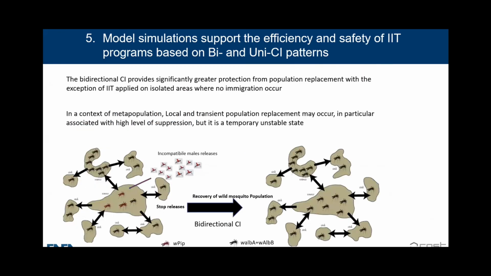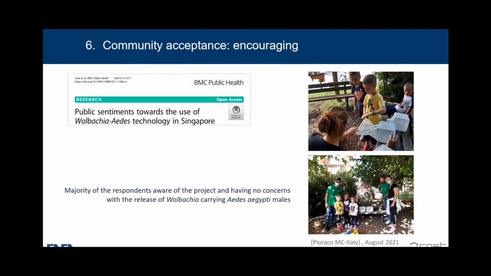In this slide, I will just show you what we are evaluating in semi-field. When we have a bidirectional system, we can really have a local and transient population replacement. If we are working in a non-isolated area, in the context of a metapopulation, local and transient population replacement may occur, in particular associated with a very high level of suppression, but it is a temporary unstable state. I'm going to the conclusion.